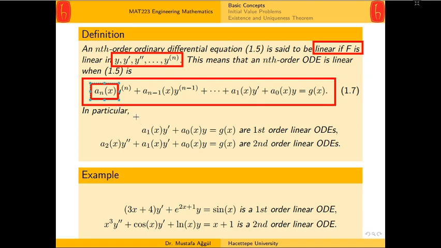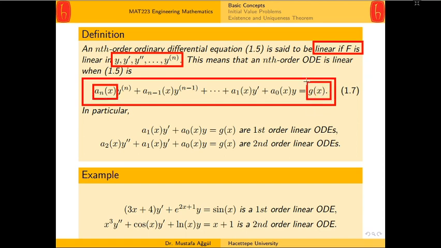At most a function of x means it can be constant or a function of x, but it cannot involve any y values. For example, if we had anything with y there, then we wouldn't be working with a linear equation. So linear means all these terms will have at most a function of x as coefficients. This is the key.